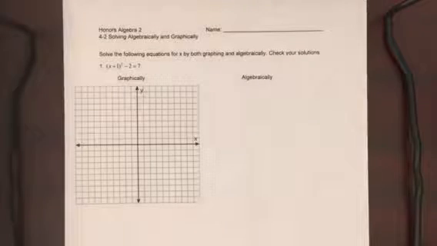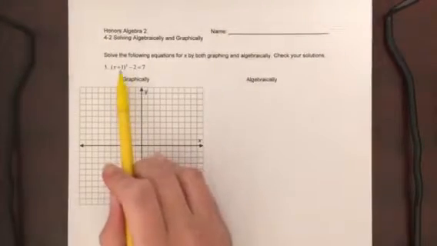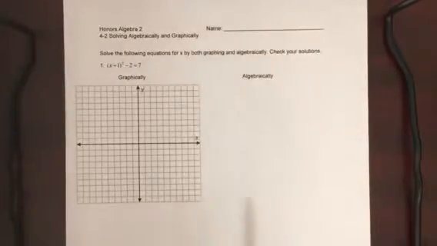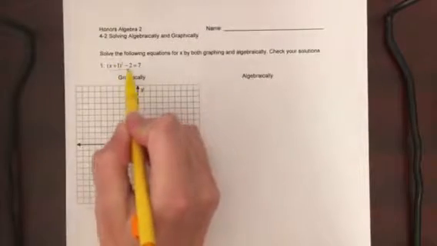Okay, so our first equation here, it's a quadratic. We have the quantity x plus 1 squared minus 2 equals 7. So we're going to solve that by graphing. We can do that first. Really what we're going to graph is each side of the equation, this side and this side.